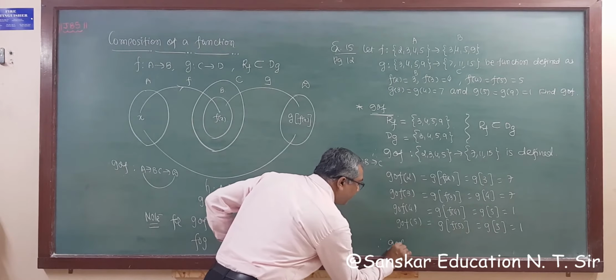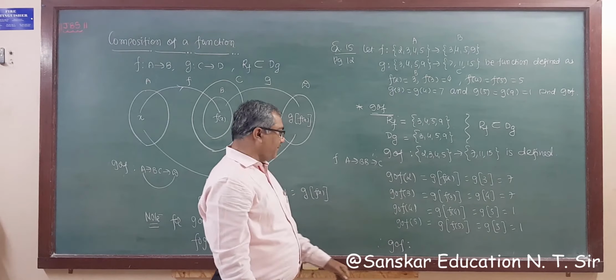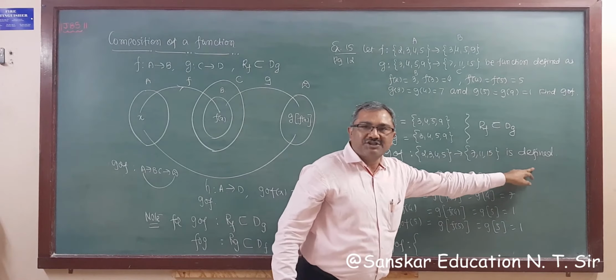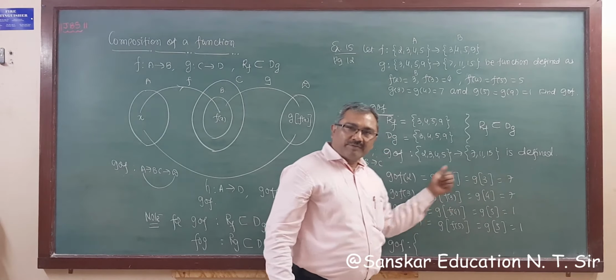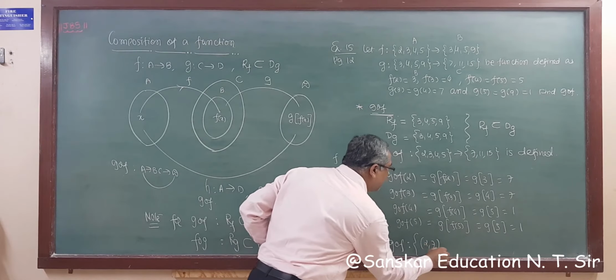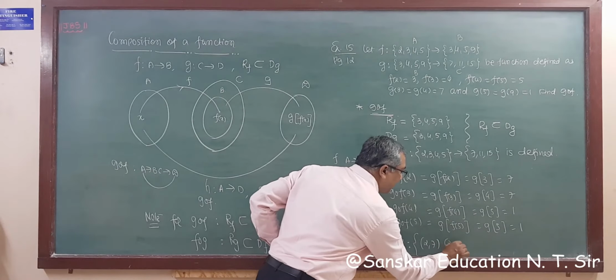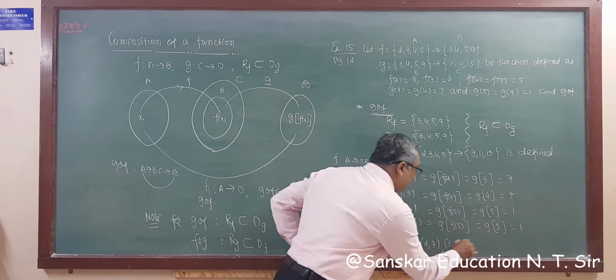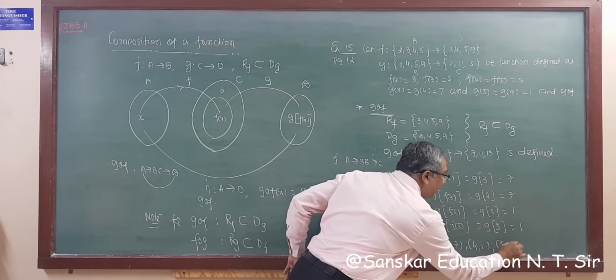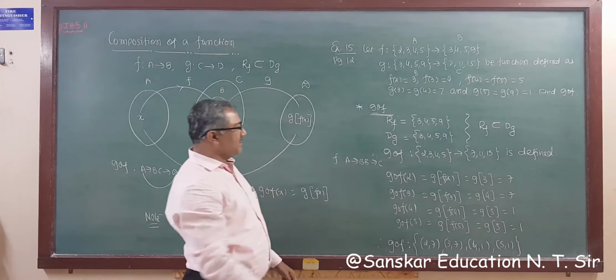Therefore, G over F. If we take the value 2, then we get the image 7, so G over F of 2 is 7. So we get (2, 7), then (3, 7), (4, 1), and (5, 1). Right? So this is the answer.